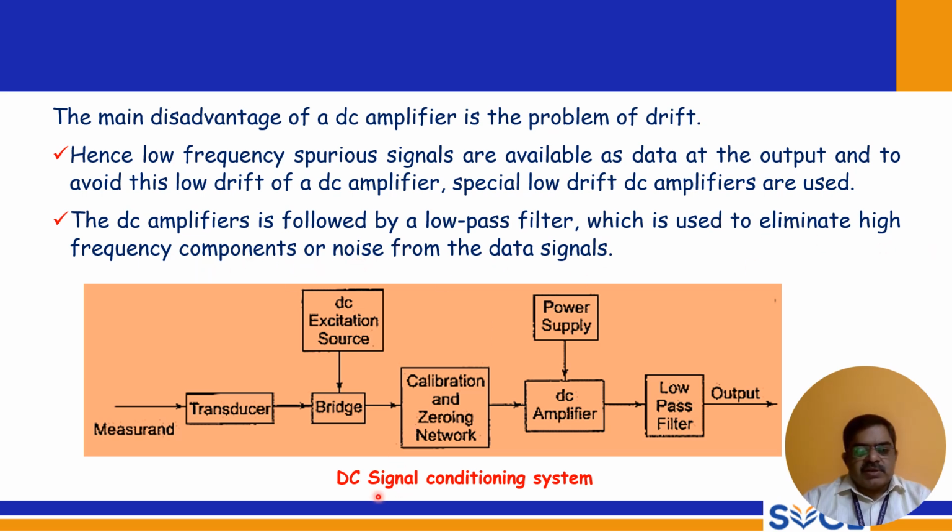So this is the DC signal conditioning system. We have the measurand, the sensor unit or transducer, and the bridge circuit, and the DC excitation source is given to the bridge, along with the calibration and zeroing network. The DC amplifier is connected with the power supply, followed by the low pass filter, and output is taken from this signal conditioning system. So this is a simple block diagram of the DC signal conditioning system.